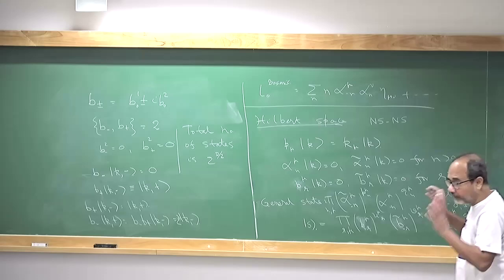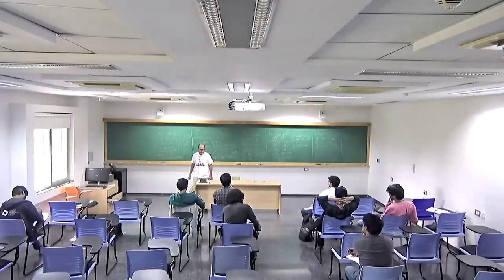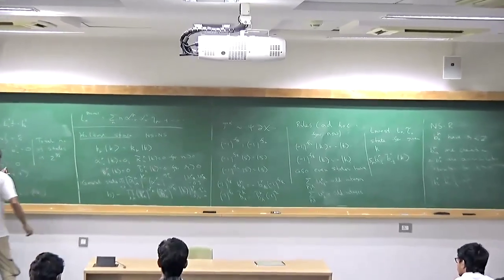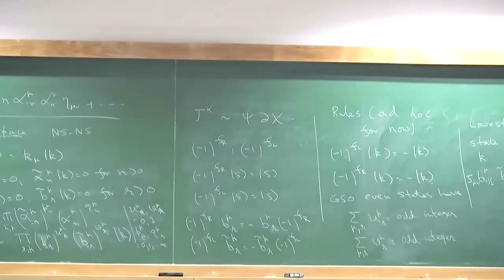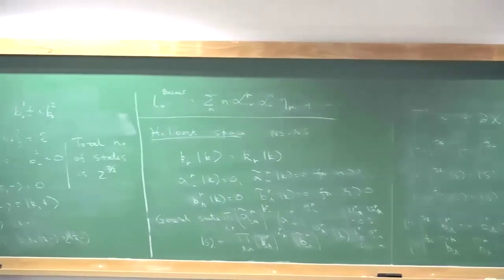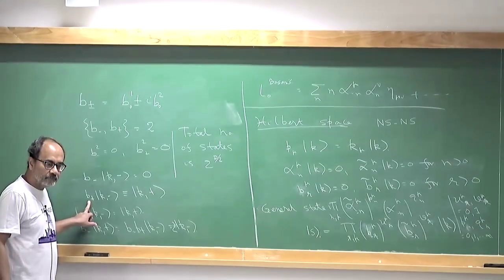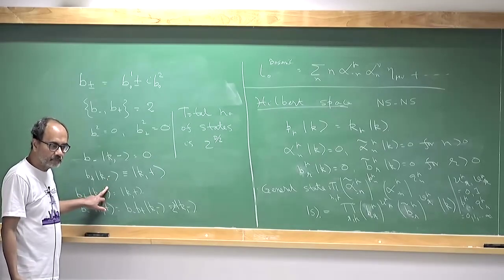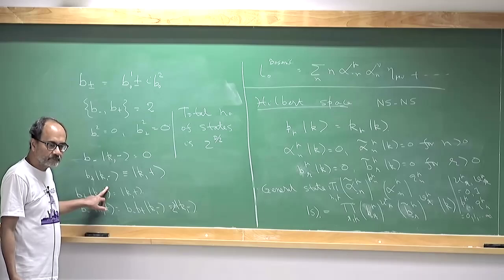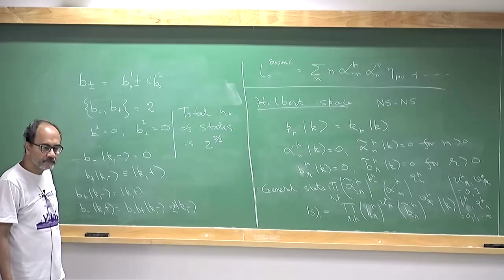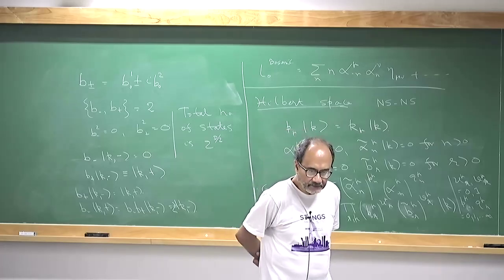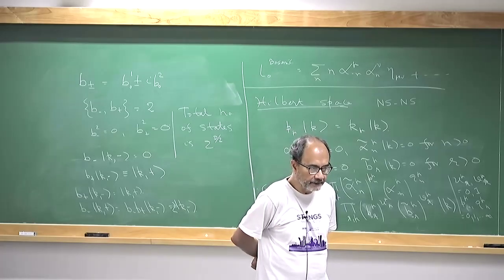But only half of them are GSO even. Because imagine that K minus is GSO even. B plus is GSO odd. So if K minus is declared as GSO even, then B plus acting on this will be GSO odd. Is it clear? Because under minus 1 to the power F, for every B, the sign will change.